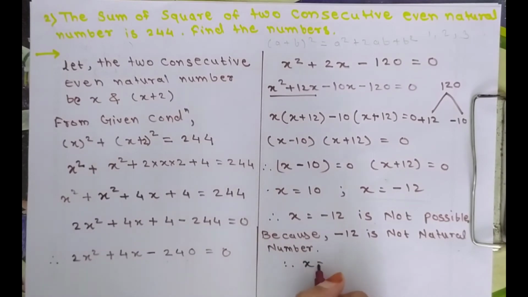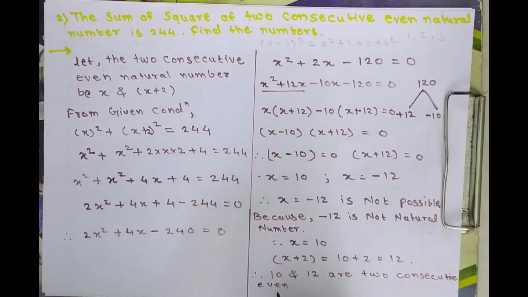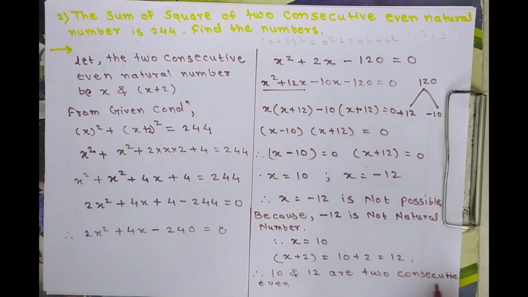Therefore, x is equal to 10, and the two consecutive numbers are x and x plus 2. x plus 2 is equal to 10 plus 2 is equal to 12. Therefore, 10 and 12 are the two consecutive even natural numbers.